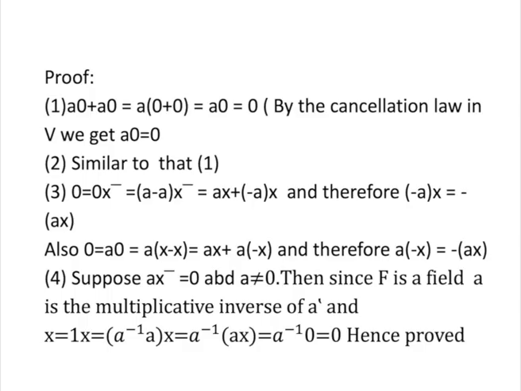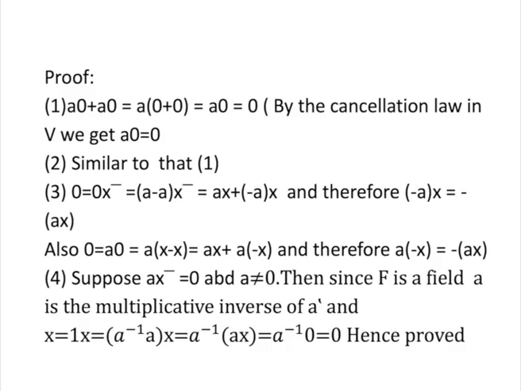Proof of the theorem. First condition: a into 0 plus a into 0, taking a common within the bracket, equals a into (0 plus 0). 0 plus 0 is 0, so that equals a into 0. Hence a into 0 plus a into 0 equals a into 0 plus 0. By the cancellation law in V, we get a into 0 equals 0. Second one is similar to the first, and we will prove this condition further.